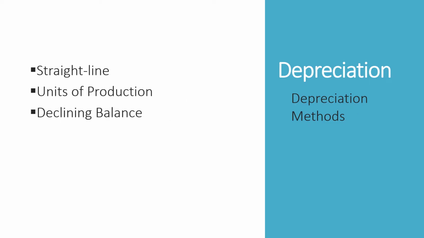When we calculate depreciation, GAAP does not require us to calculate it in a certain way. It just says that we should charge the cost of a long-term asset to expense in a rational and systematic manner. So three ways that companies do this are the straight line method, the units of production method, and the declining balance method.